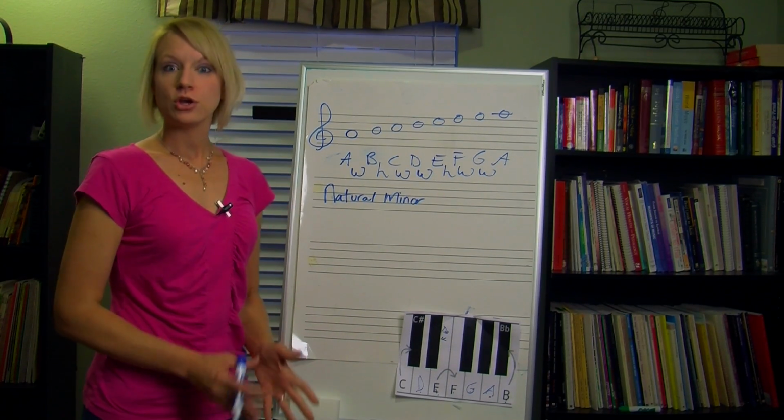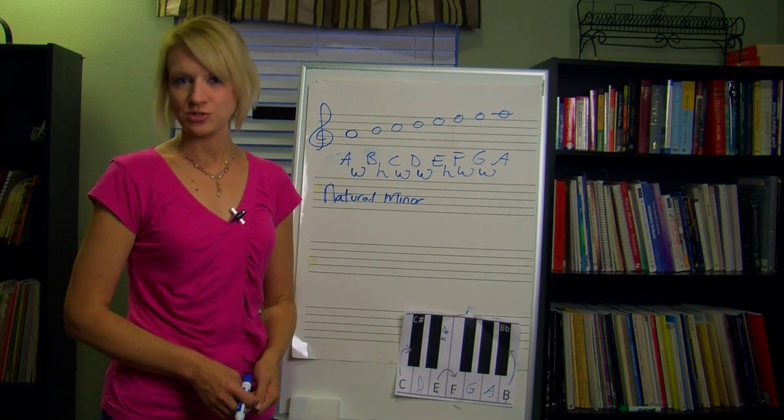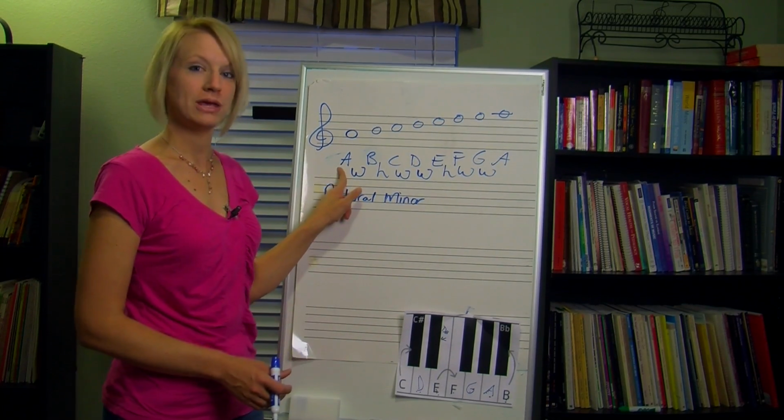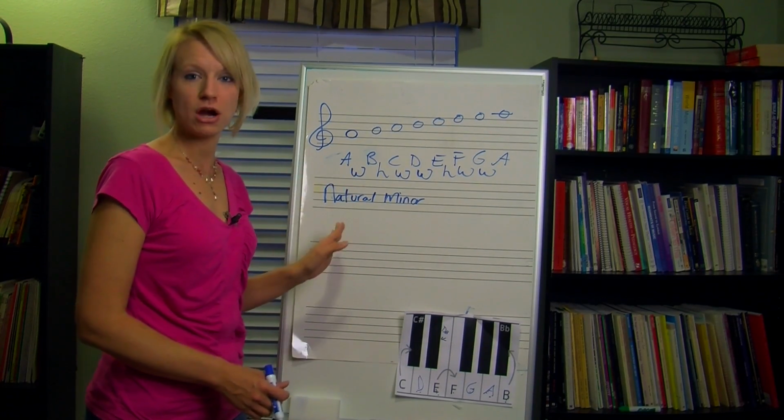So to find your natural minor key, you do it the exact same way as you did when you did your major keys, from whatever your starting note is, whether it be a regular A, whether this was an A flat, a B flat, a C sharp.